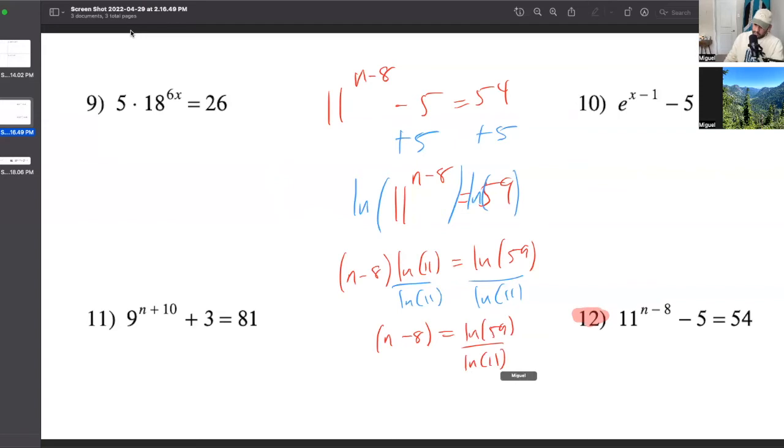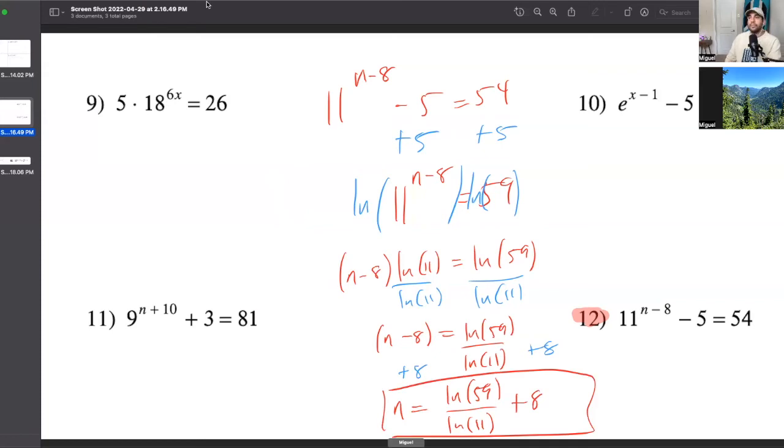And last step, let's go ahead and add the 8 to both sides. And that leaves me with n equals natural log of 59 over natural log of 11 plus 8. And that is my final answer. Awesome. So again, if we cannot turn the bases so that they have the same value, we need to implement this natural log rule so that we can bring the exponent down below and then solve for our variable.